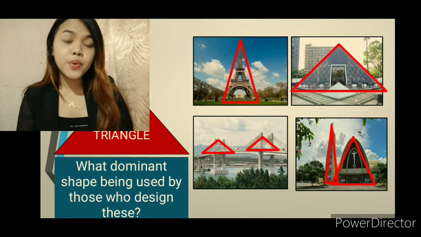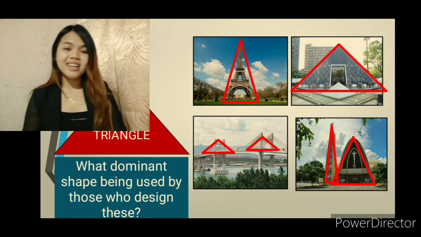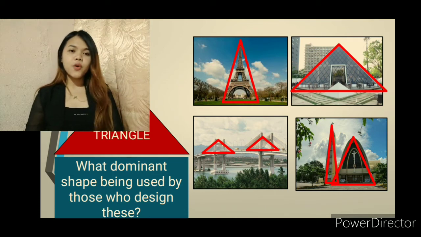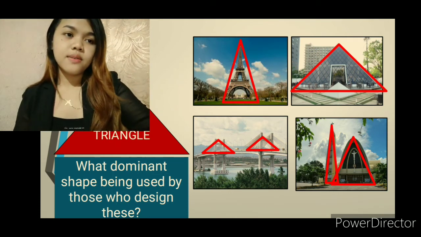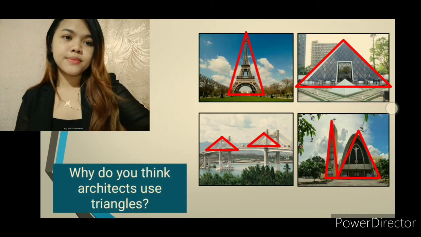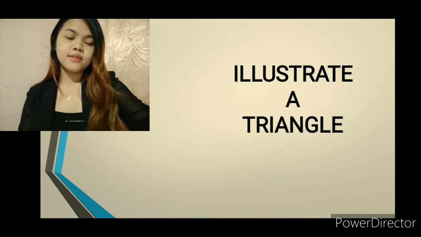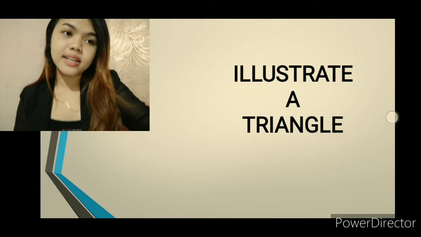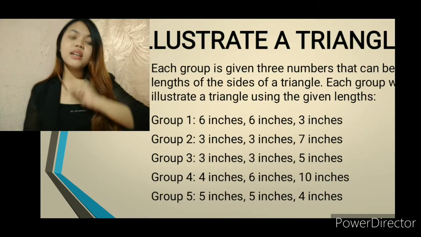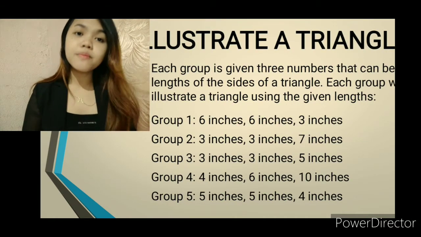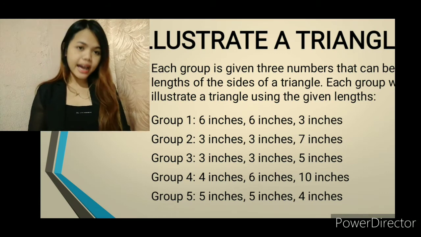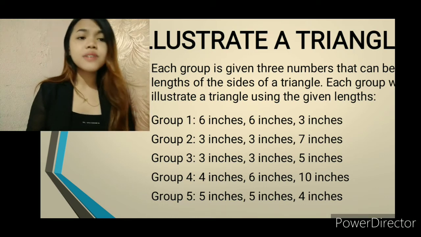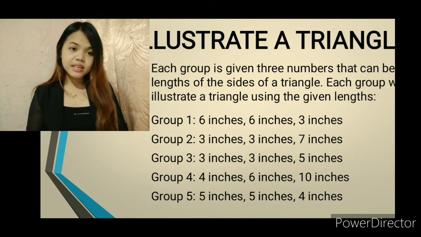So today class, we will have an activity. I will group you into 5 groups. Each group will have 4 members. So for the instructions, in the activity, you will illustrate a triangle. Each group is given 3 numbers that can be the lengths of the sides of a triangle. Each group also will illustrate a triangle using the given lengths.